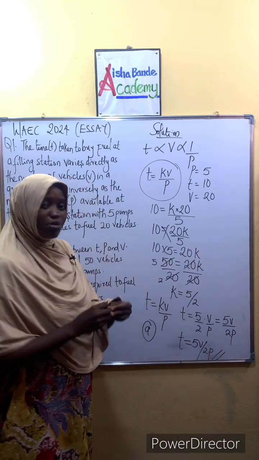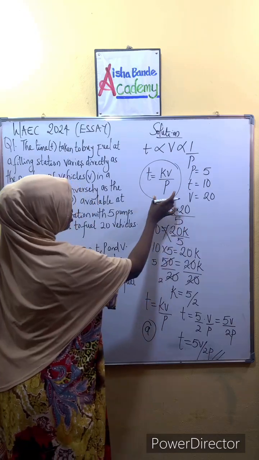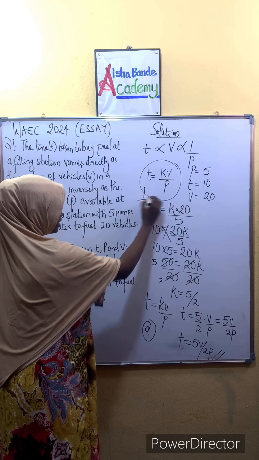Now let me break down the marking scheme for this particular question 1A. Writing out this relation gives you 1 mark.